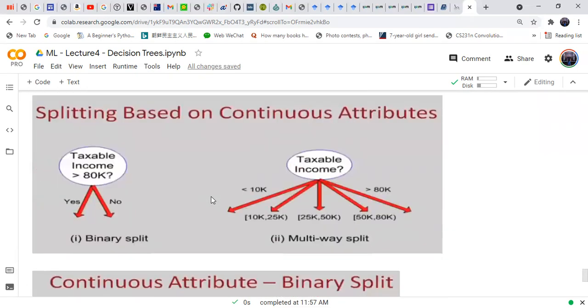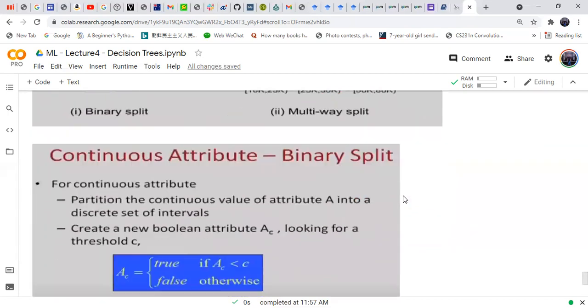Then we talk about splitting based on continuous variables. We make a partition of it, for example, greater than 80K or less than 80K. So it is a binary split. A multi-way split could be income less than 10K, between 10K and 25K, 25K to 50K, 50K to 80K, and greater than 80K.